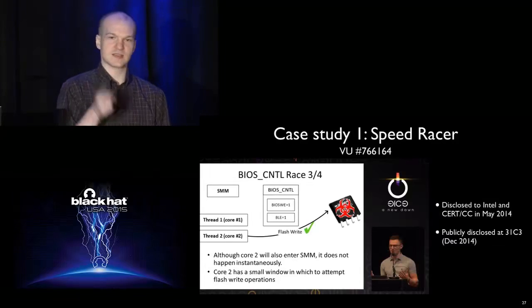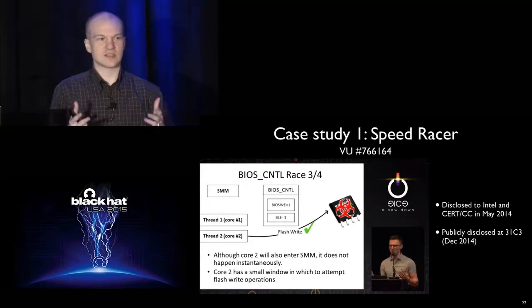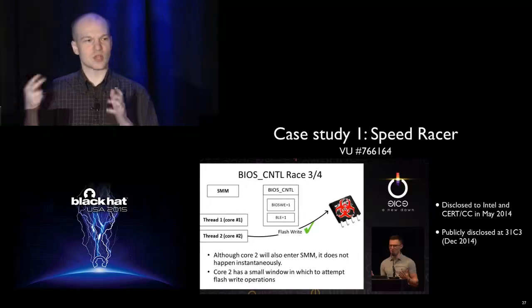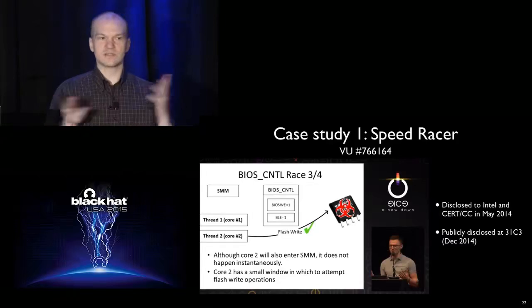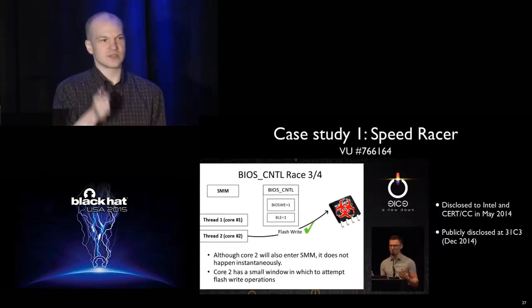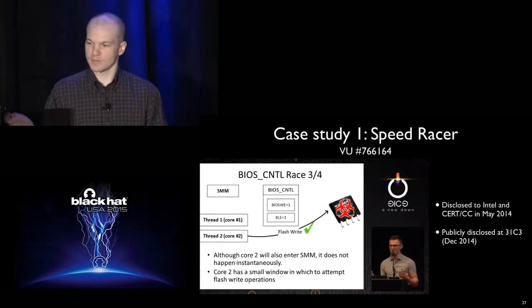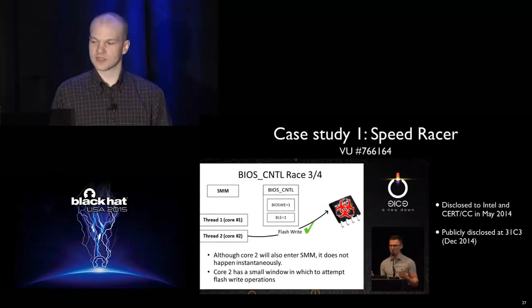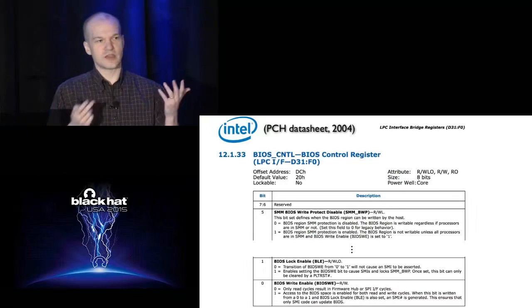Every time the first thread sets BIOS write enable equal to 1, the system management interrupt will fire. All the CPUs have to get into system management mode, which needs to run some code and decide whether to allow the system to write there. And while all of that other activity is happening, sometimes BIOS write enable is equal to 1, and then the other thread slips through a write to the BIOS. So that's the core race condition. This was disclosed to Intel in May of 2014, and it was publicly talked about by Corey at CCC in December of 2014.